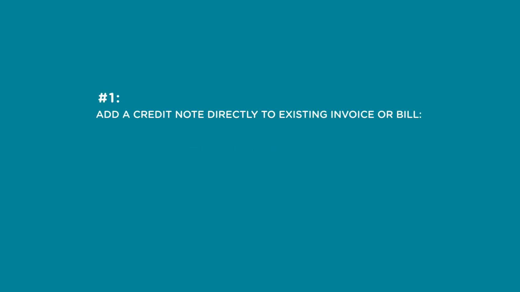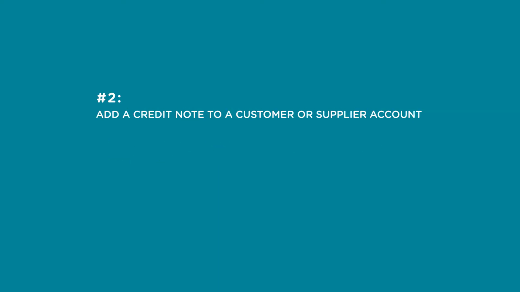First, you can add a credit note directly to an existing invoice or bill. Go with this option if you know which invoice or bill that you want to allocate the credit note to. Option number 2. Add a credit note to a customer or a supplier account. Select this option if you want to just put a credit on your customer or supplier's account to be used at a later date. And finally, you can copy an existing credit note.